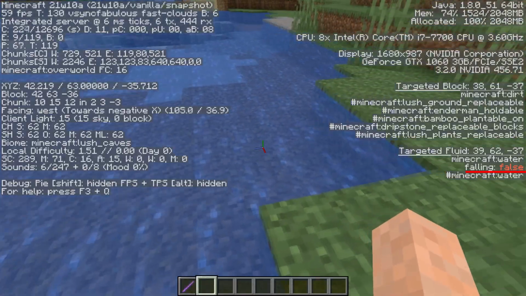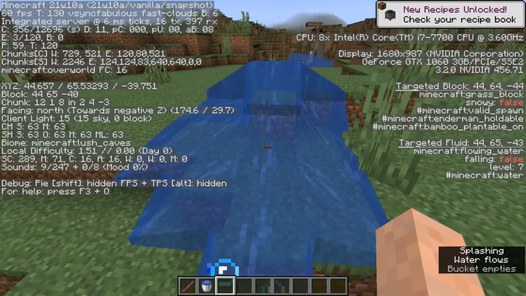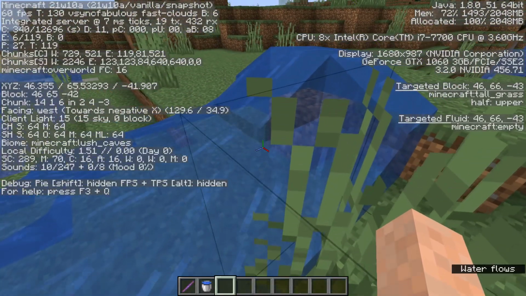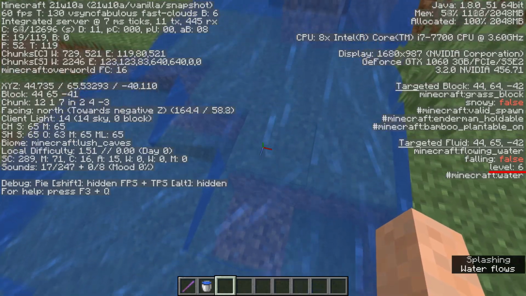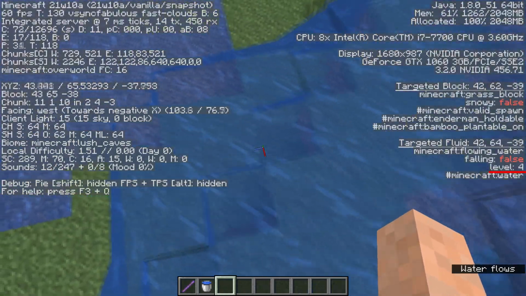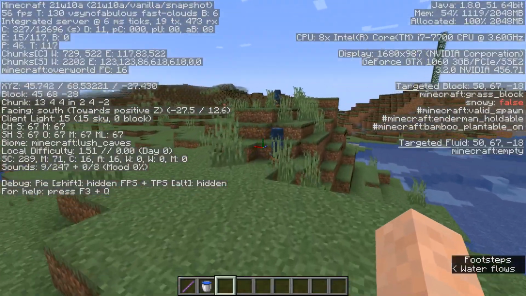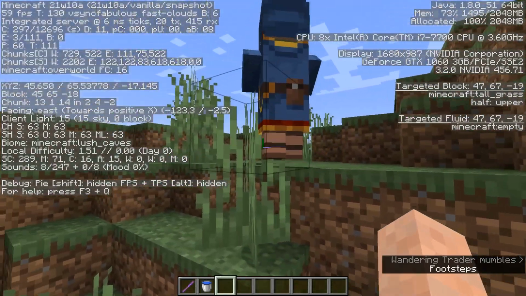Now I can't change it with a debug stick, but I can get a bucket of water and just pour it down over here. And now we can see the level of the water as well. And if it's falling, so for example right there is a falling water block. And these are not falling but have a certain water level. And then there's one more, and it's targeted entity. So let's go over to this wandering trader over here. And at the bottom you will see the targeted entity is a wandering trader.